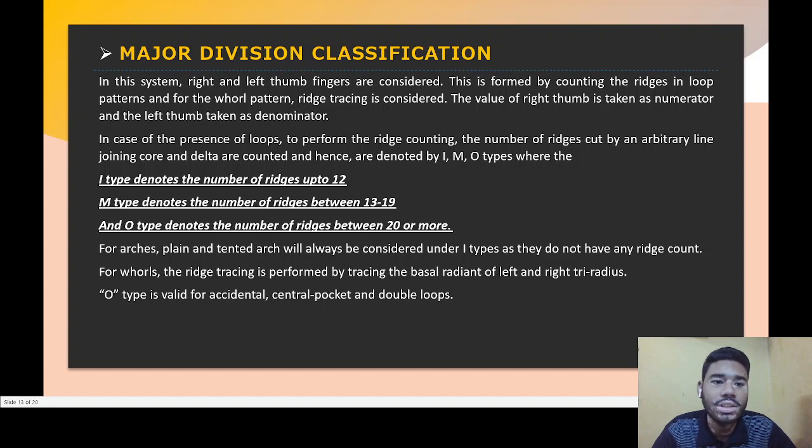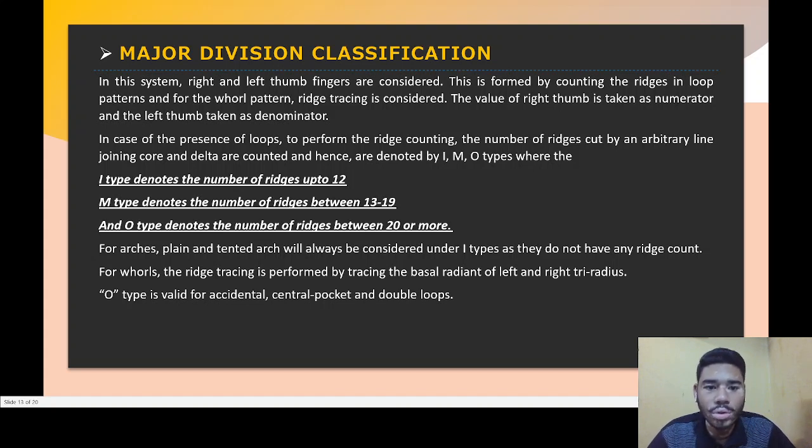Major division classification. In this system, the left and right thumb of the hand is considered. This is formed by counting the ridges in loop patterns, and for whorl patterns, ridge tracing is considered. The value of the right hand thumb is taken as numerator, while the left thumb is taken as denominator.